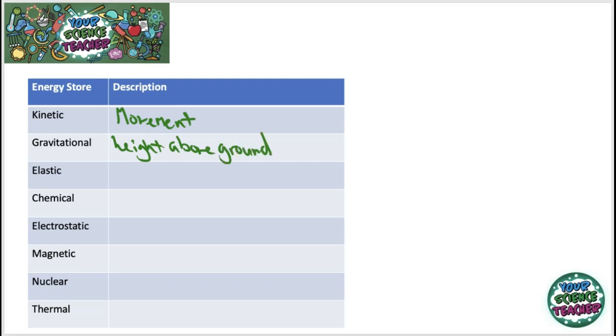Elastic energy is caused by either stretching or compressing something. Just think that if you pull an elastic band, when you let go of that elastic band, that elastic energy is released. The next energy store is chemical, and chemical energy can be found in different fuels, in food, and also in batteries. And chemical energy store is released through chemical reactions.